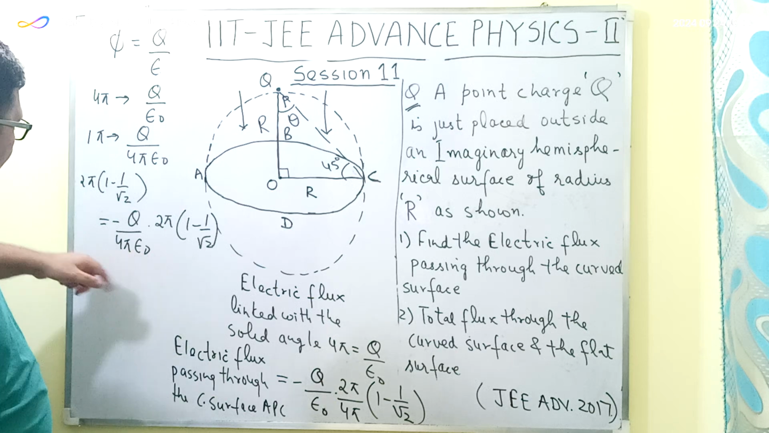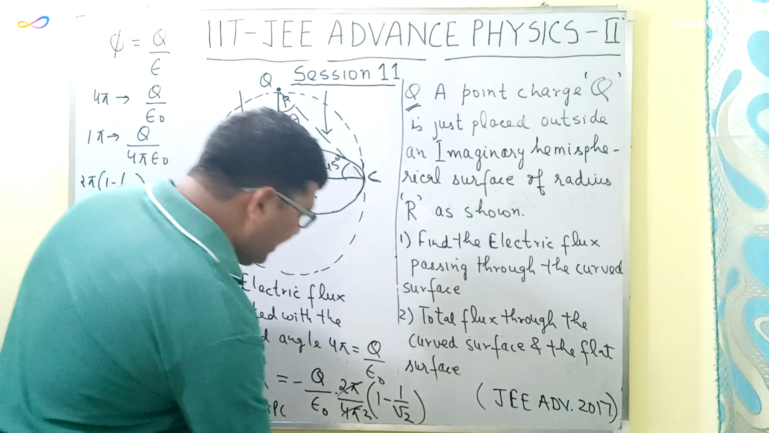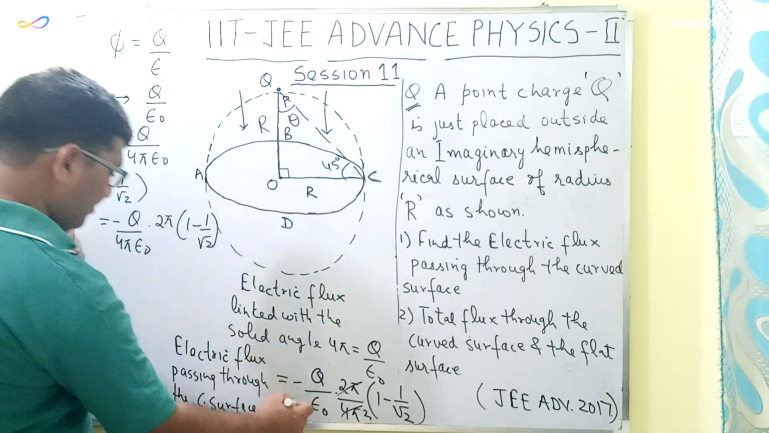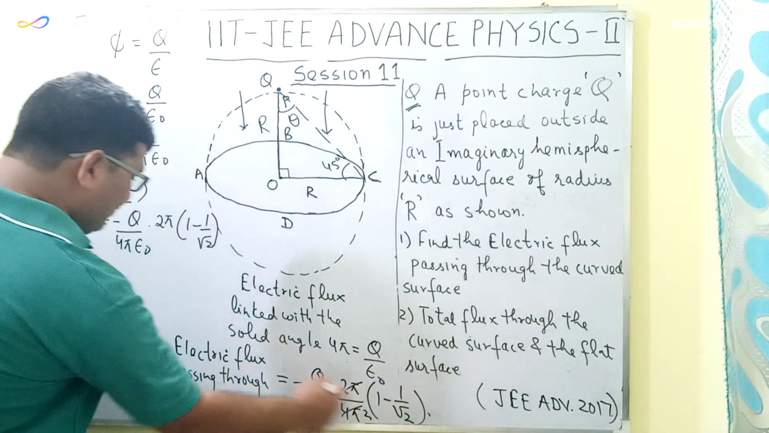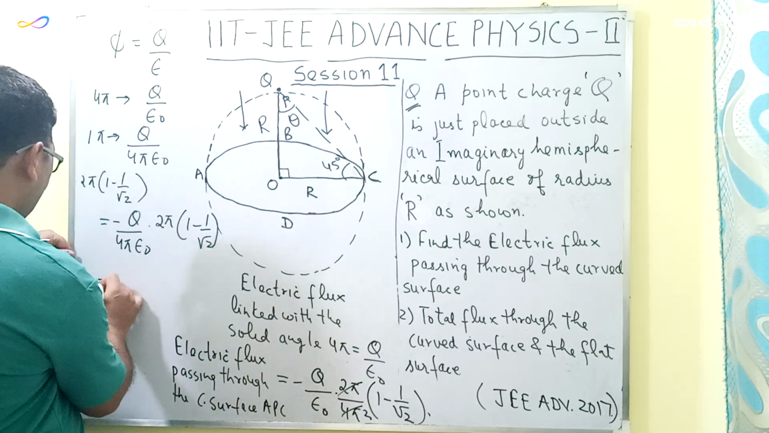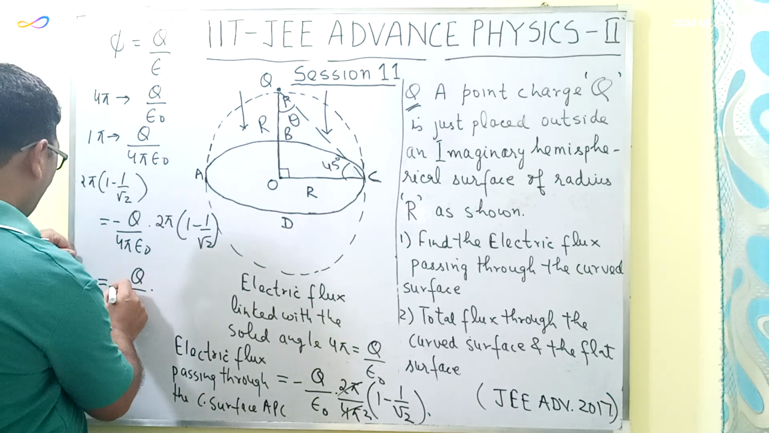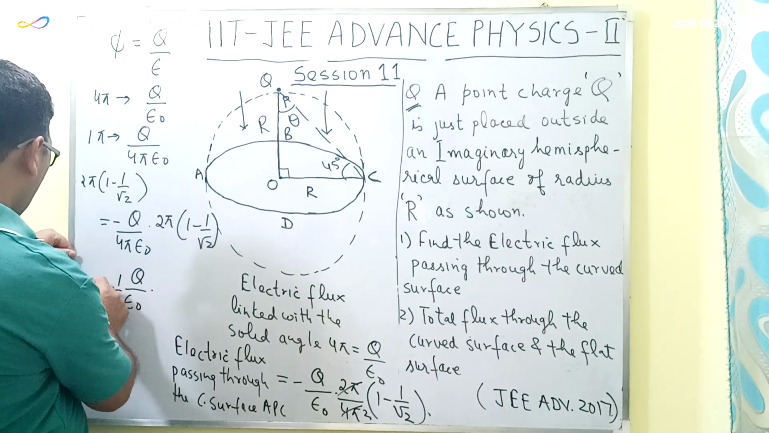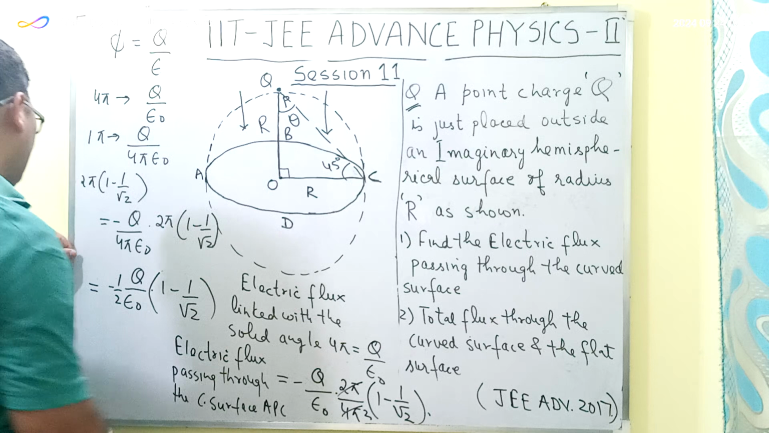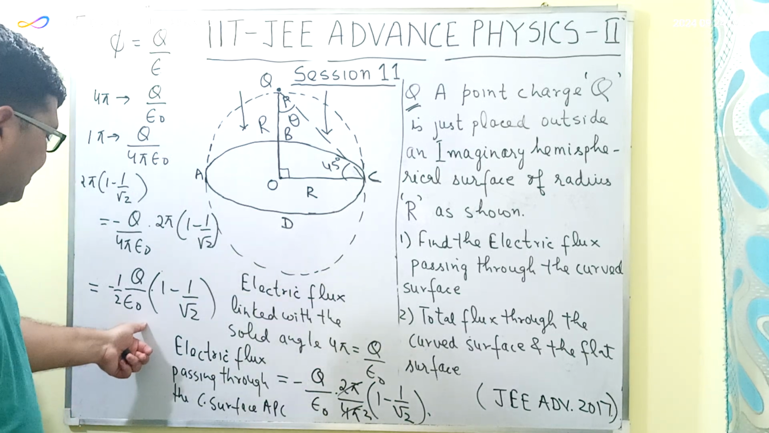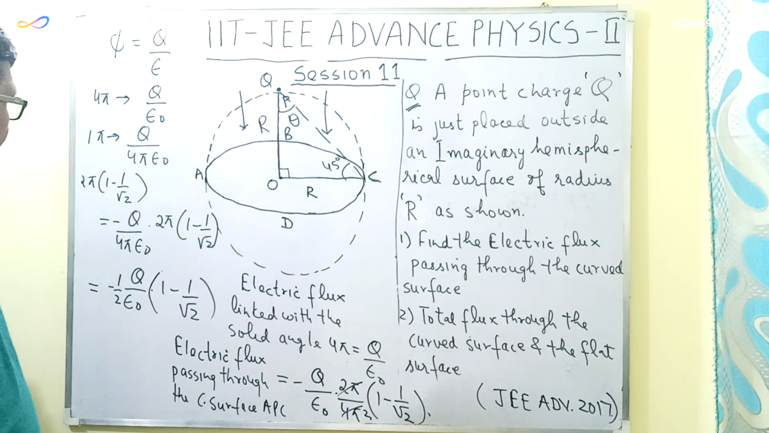So from here, you can see that this will get cancelled out, and I will be writing the answer here. This value can be written as minus Q upon epsilon naught into, or you can say this can be written as minus 1 by 2 Q upon epsilon naught in bracket 1 minus 1 upon root 2. So this is the electric flux which is linked with the curved surface ABC, and this value is negative because the flux is directed into the surface.